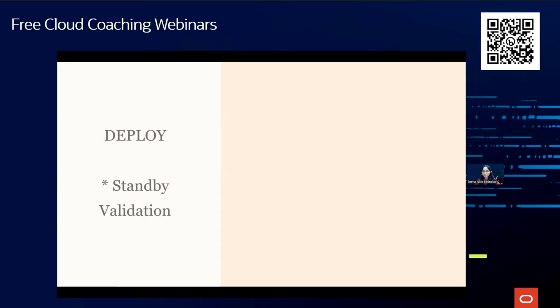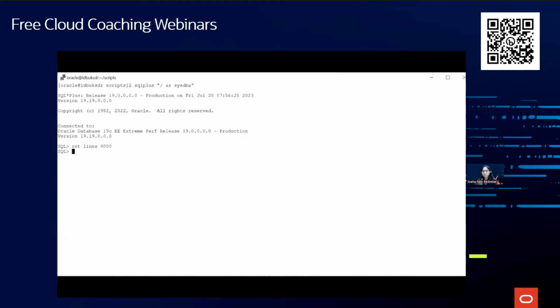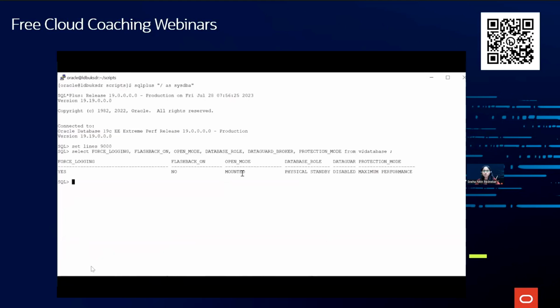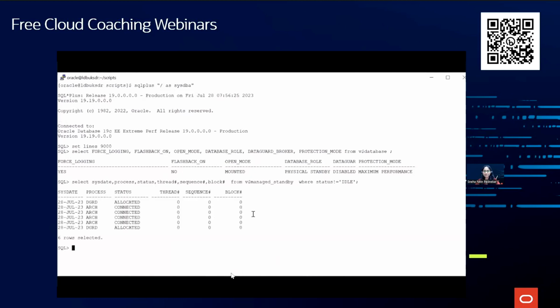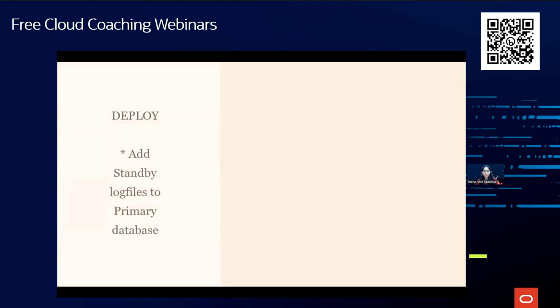So let's validate. We are not validating the DR readiness, but we are validating the DR as of now. So we have to check whether the database is in mounted mode and the database role is physical standby. My processes are not yet started, and my apply is not yet available. The next step is to add the standby log files to your primary database. In fact, from 12c this is an important step because by default, Active Data Guard will be using real-time apply.